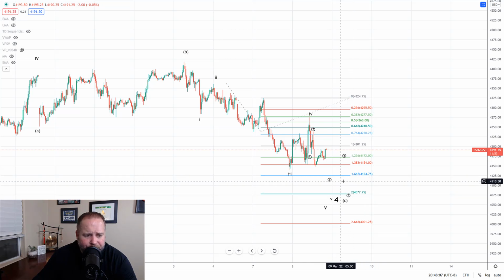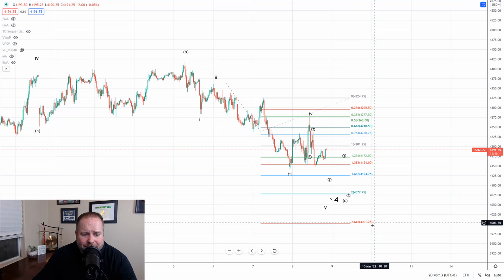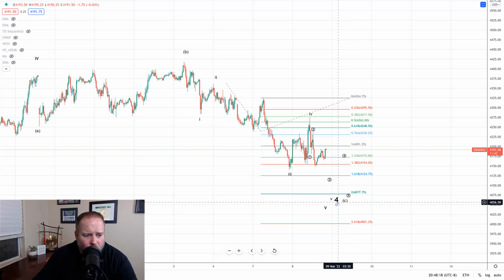depending on how much they want to extend this wave 3. We do have our targets at 4029 and 4000, so it would not surprise me if we broke this down to the 2618 extension at 4000 down here to make the bottom of wave 4.